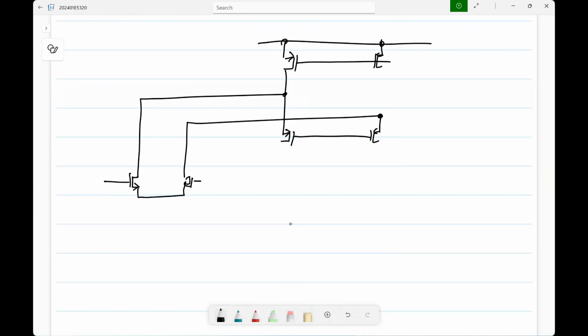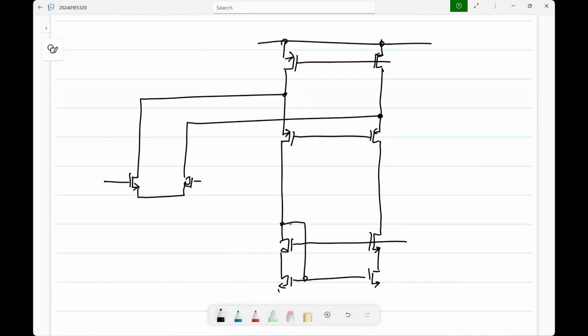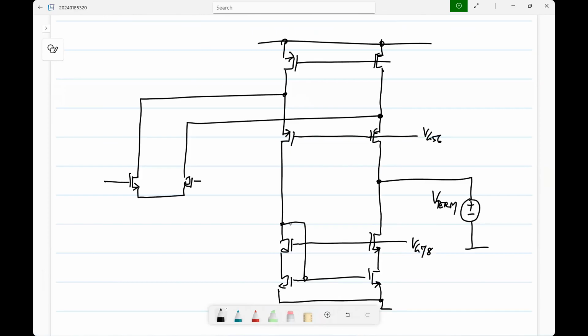So always we have a voltage source at the output, which drives some current, and we calculate the impedance from there, right? So this is VG78, this is VG56. And then we have some terminating voltage source, which keeps all the transistors in the saturation region. And then I have some V test there. So now what happens?